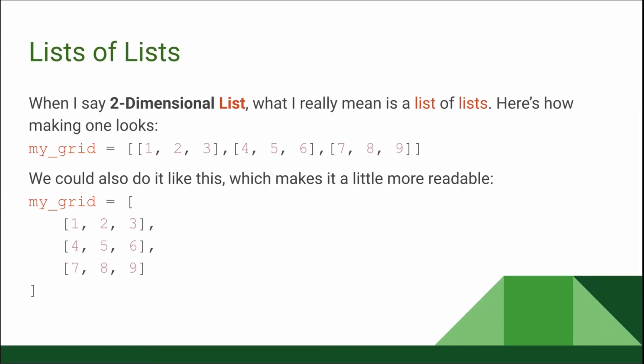I can also write it out in my code in a way that looks a little bit more like an actual grid with each of those separate lists on their own line. And that lets me see kind of the horizontal and vertical aspect of this 2D list. It more looks like an actual grid.